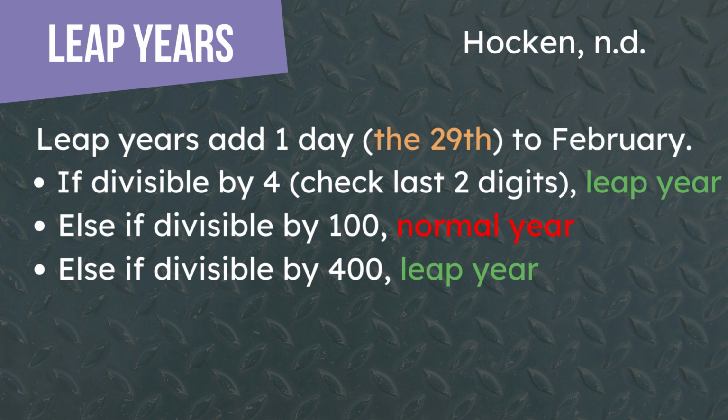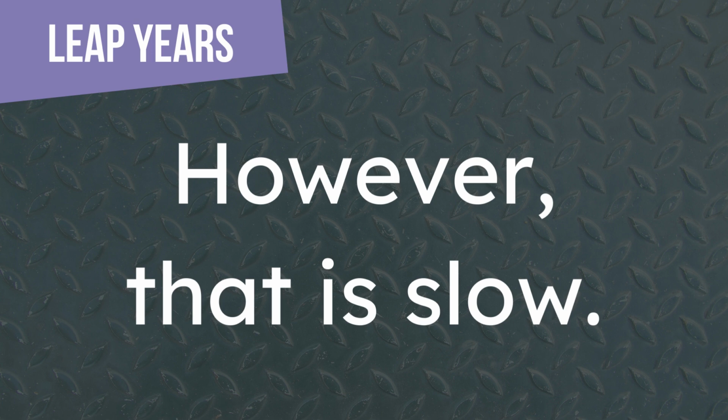If the year is divisible by 4, check the last two digits. For that, it's a leap year. Else if it's divisible by 100, it's a normal year. But if it's divisible by 400, it's a leap year. However, that is a bit slow and complicated for me.